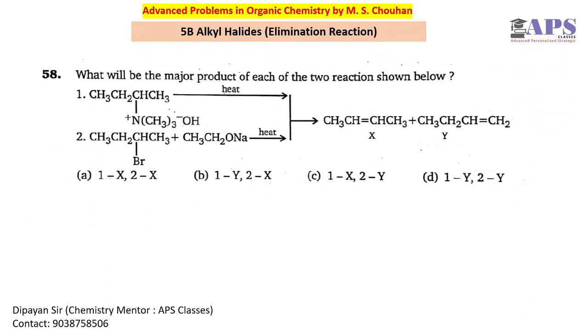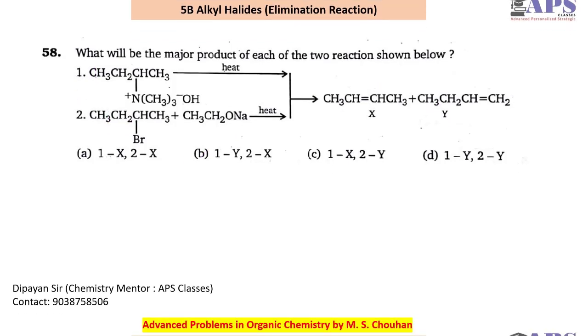Question number 58, we have Hofmann type of elimination here and here normal Saytzeff type of elimination. For one, if it is Hofmann type of elimination, then this hydrogen should be abstracted. So this will be our final product. For two, we have the normal Saytzeff product, so we have to remove hydrogen from the beta carbon where the number of hydrogens is less. So this will be our final product. So for two, it is Y. 1 to Y, 2 to X. So this will be our final product.